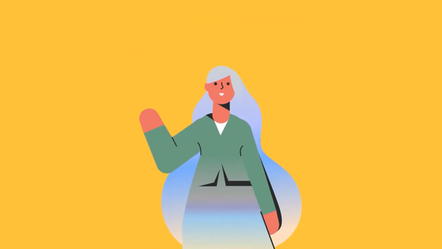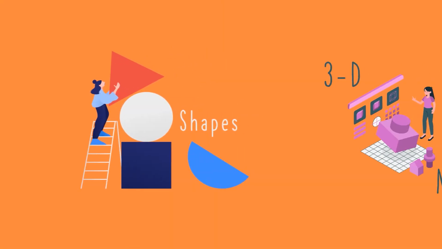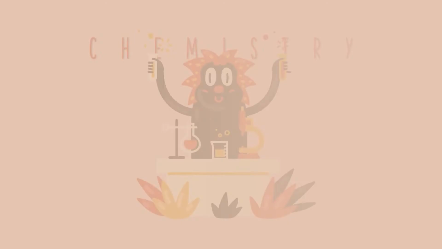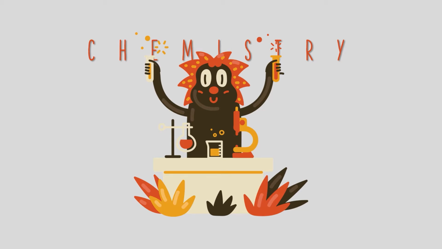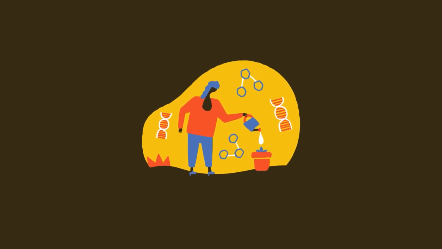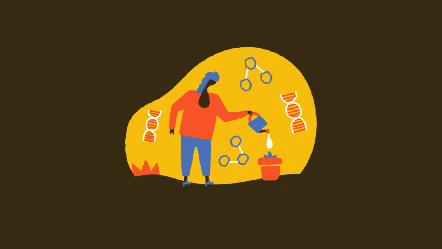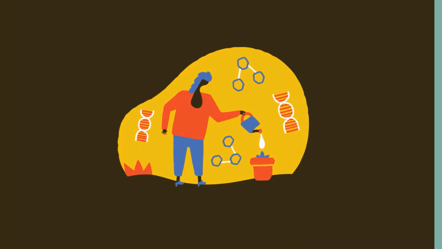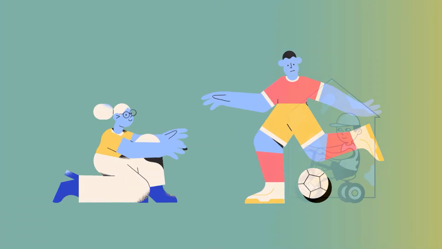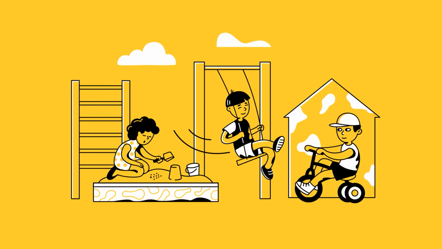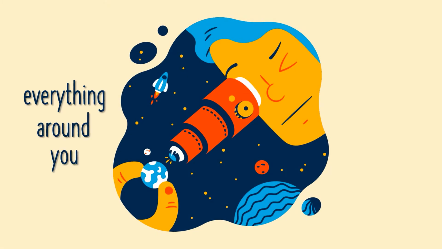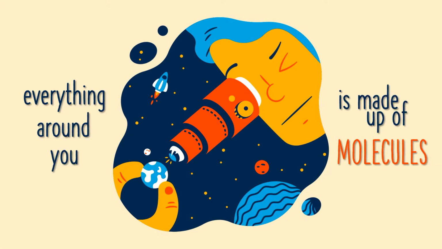Hello! In this video, we'll be talking about shapes and 3D models in chemistry. Chemicals and molecules are everywhere, and each molecule has its own shape, just like the ball toy that you have or the things on your playground. These toys and pretty much everything that you see around you is made up of molecules.